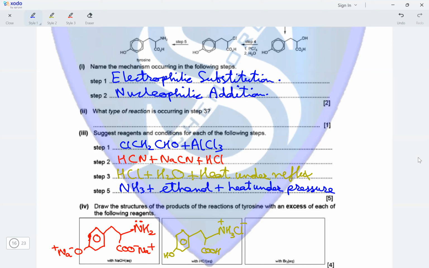And with Br2 aqueous. So Br2 aqueous would react with the phenol portion of tyrosine, and bromine would substitute hydrogen atoms at the 2 and the 6 positions relative to OH. So here and here we would have attachment of Br, because on the fourth position we already have the presence of a substituted group. So the fourth position would stay as it is. So we've got two bromine atoms present on the benzene ring attached to the OH group, or the phenol molecule, at the 2 and the 6 positions relative to the OH group.